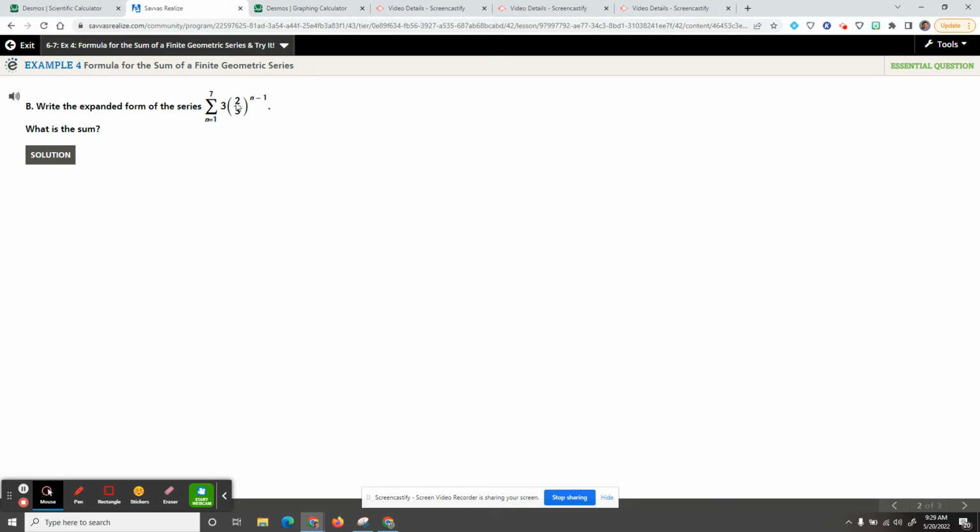So this is notation for a series. What is the sum? So we're going to use the formula we just found in part A. That sigma notation means sum. Okay. These are the generic spots in the formula. So n, the number of terms in the sequence, is the number up top. So in this example, it's 7.